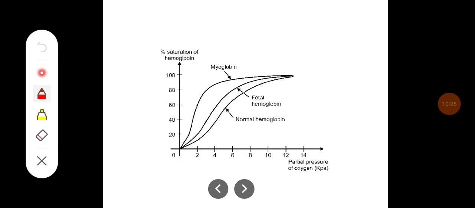Here you can see the difference between normal adult hemoglobin, and normal fetal hemoglobin and myoglobin. For fetal hemoglobin and myoglobin, the oxygen dissociation curve is shifted more to the left side.